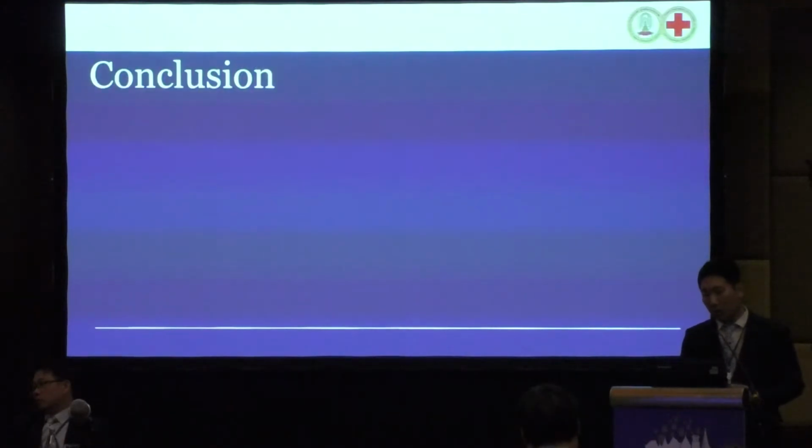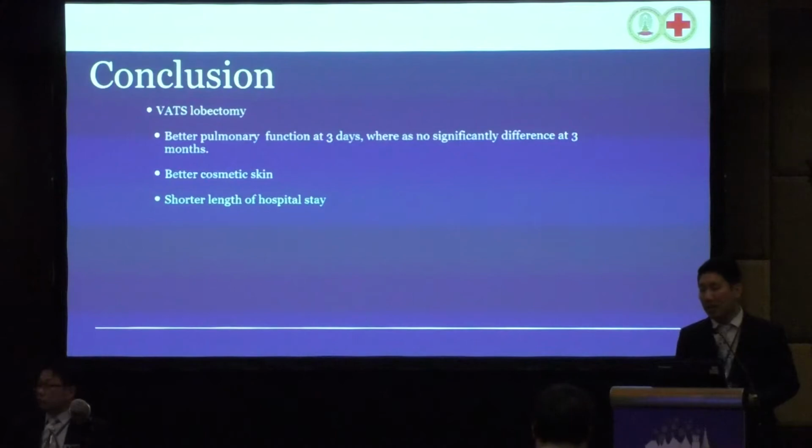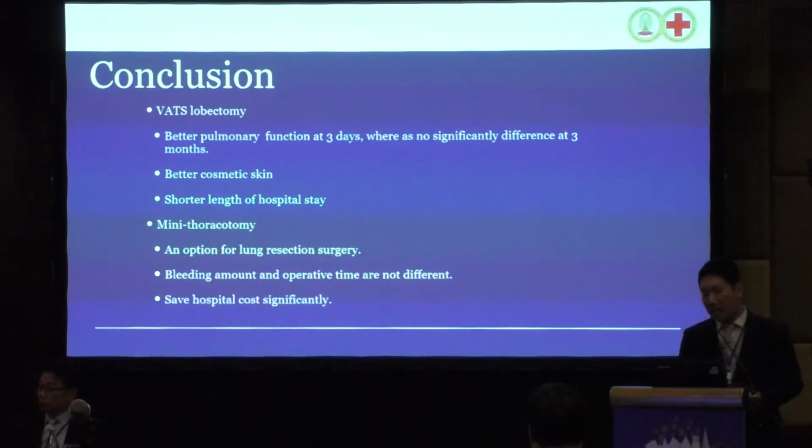For the conclusion, patients who undergo VATS lobectomy had better pulmonary function at 3 days post-operative, whereas at 3 months post-operative there was no significant difference, and VATS gives the benefit of better cosmetic skin and shorter length of hospital stay. However, mini-thoracotomy is an option for lung resection surgery. Bleeding amount and operative time are not different. Meanwhile, mini-thoracotomy has a significantly lower hospital cost.